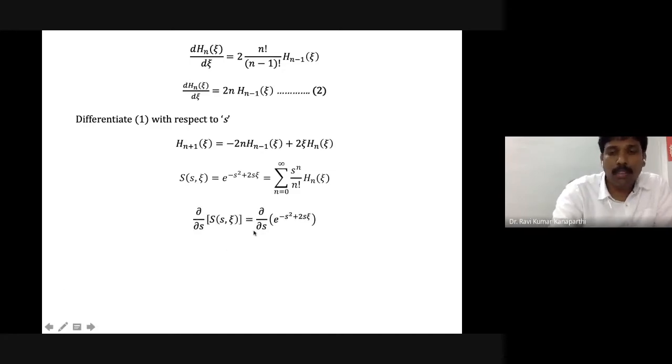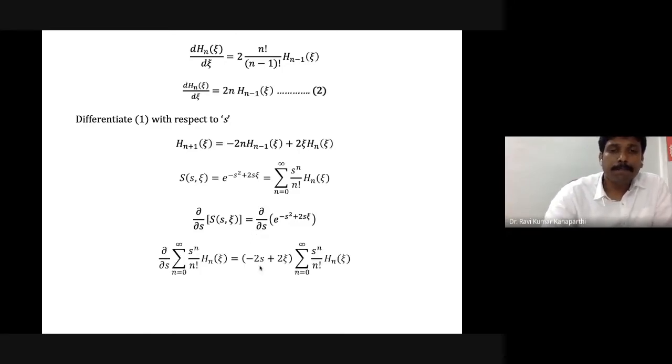So if you want to calculate with respect to s, then what is the answer? The answer is very simple. The derivative of minus s square is nothing but minus 2s. And the derivative of the second term gives you 2z, because the derivative of s is nothing but 1. Therefore, what we are left with is minus 2s plus 2z, multiplied by the generating function.